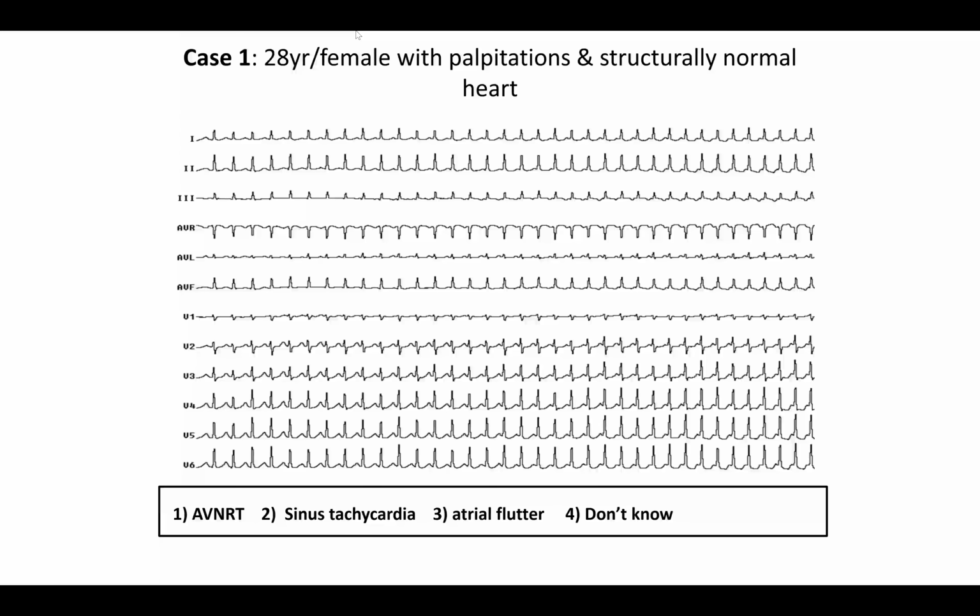What is high and what is low is not so categorical, but anything more than 180 to 200 you would think is fast. And at that rate, bets are off whether it's AVNRT or AVRT. Then even in V3, you can see the terminal R, which indicates a short RP interval.